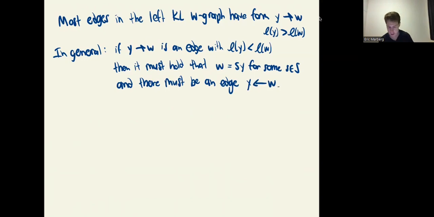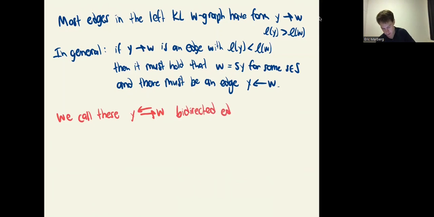So most edges have a certain direction of the length changing, but not all edges. But whenever you do see an edge that is going to increase the length, there's always going to be an opposite edge that complements it. So we call this situation, where we have two edges like this, bidirected edges in a W graph.